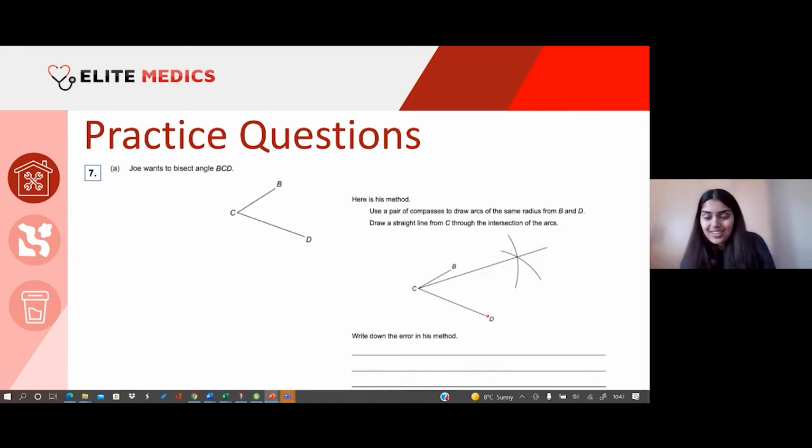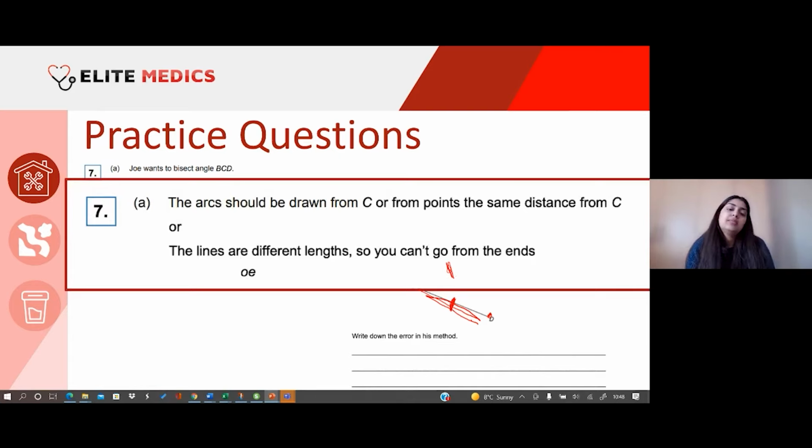Now, the error in his method is actually that he's not allowed to draw an arc from here and then change the length from C and then draw another arc, okay? The points that he draws the arcs from need to be equidistant from C. So if he chooses this, he needs to find the equivalent point over here and then draw the arc. So you can see here the mark scheme accepts the arcs could be drawn from C or from points the same distance from C, or the lines are different lengths, so you cannot go from the ends. Okay, so that's the reason, and this is also acceptable.